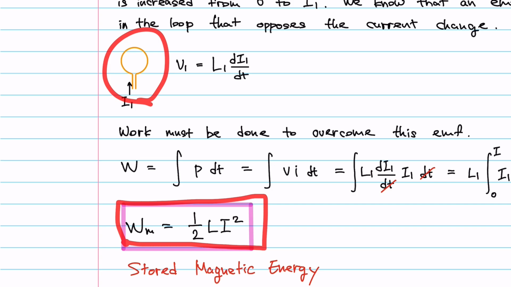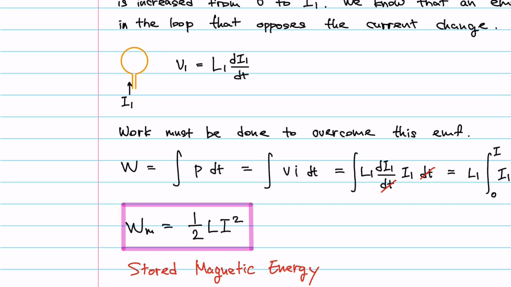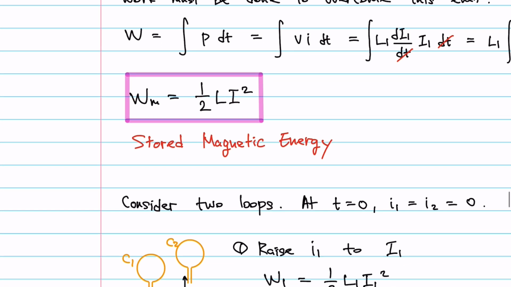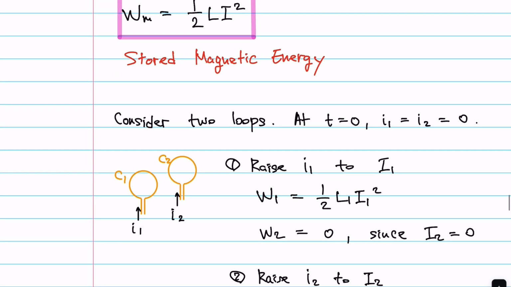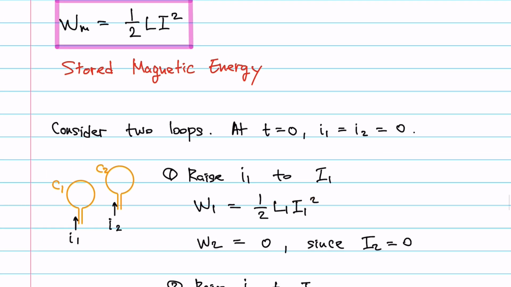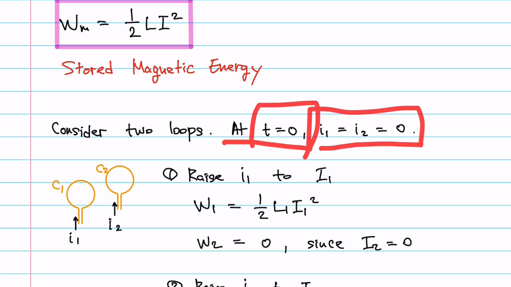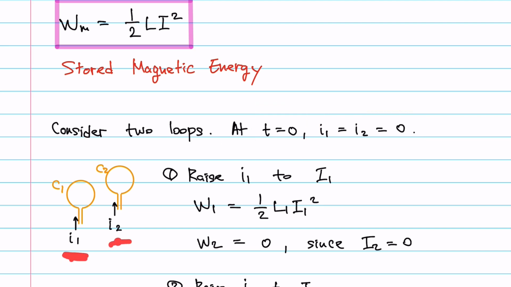So the magnetic energy is 1 over 2 Li squared. And this is probably something you have learned previously in other courses. If you have two loops or many loops, we're going to go to many loops, but let's now consider two loops. So initially at time 0, the current in both loops is 0. So I1 is 0 and I2 is 0, so there are no currents in any of these loops.